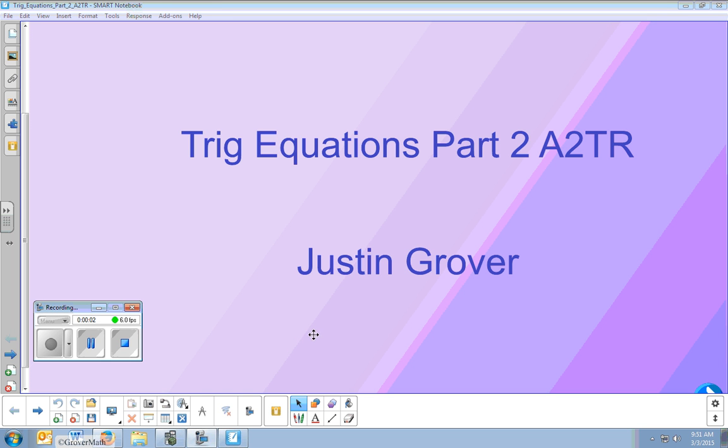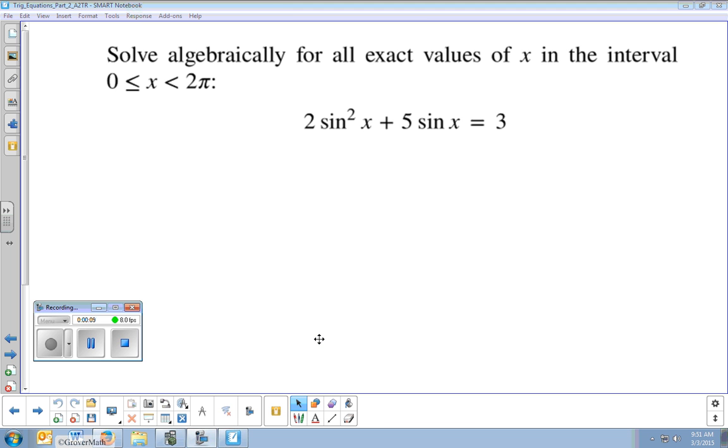Trig equations, part 2, Algebra 2 Trigonometry Regents. Part 2 of our trig equations basically means with factoring, which I'm sure you're thrilled to hear. So solve algebraically for all values of x in the interval 0 to 2π, which we know is 0 to 360. The fact that they want the answer in radians just adds that extra little bit to it: our final answer, if we get 30, we should really write as π over 6 and stuff like that. But that doesn't affect how we're going to start the 90% of this problem here.